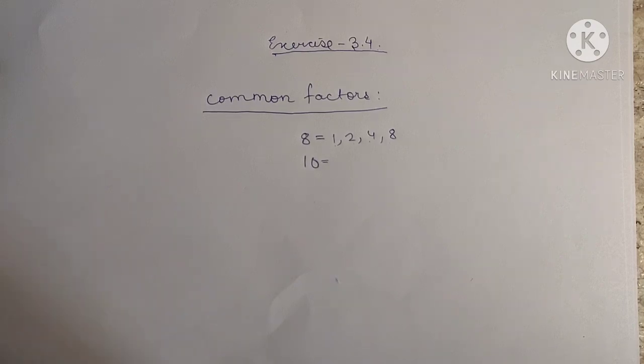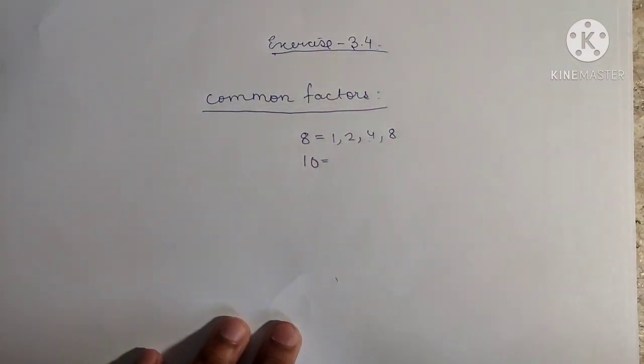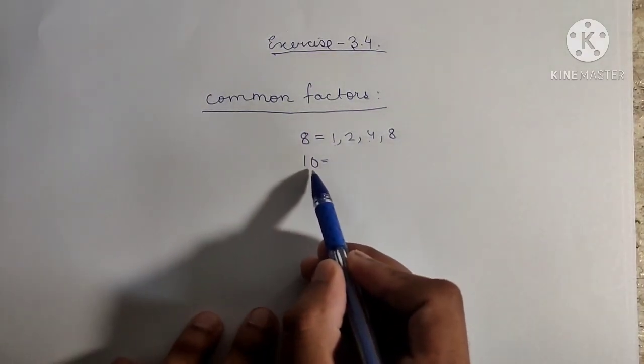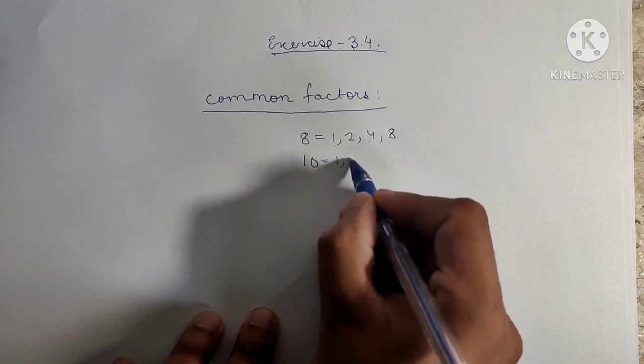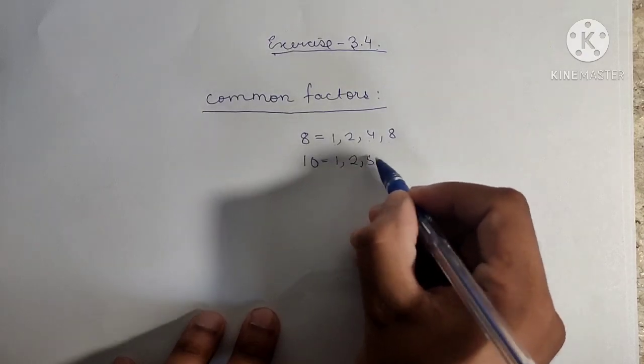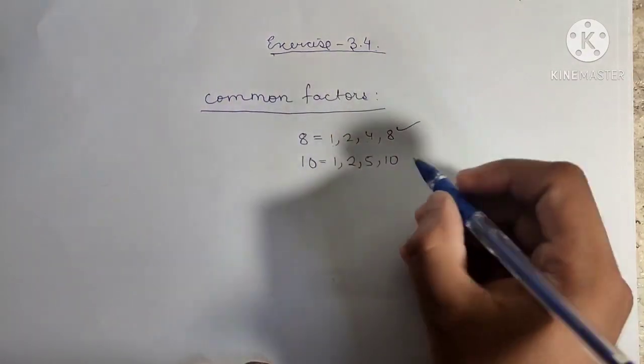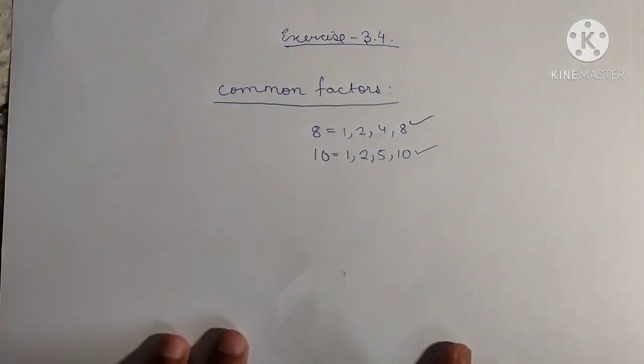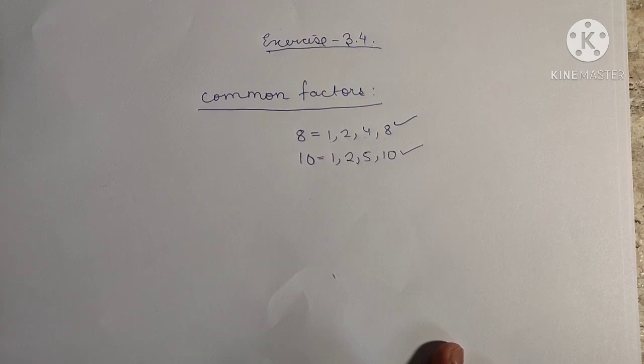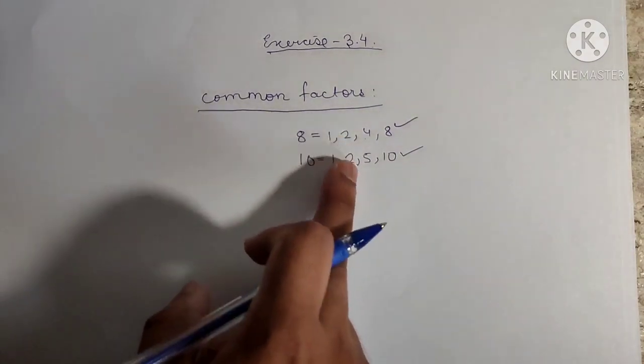So tell me what will be the factors of 10. Think in your mind in which timetable this 10 will come. So 1, 2, 5 and 10. So these are the factors of 8 and these are the factors of 10. So what we have to do for common factors is see what is common in between them.